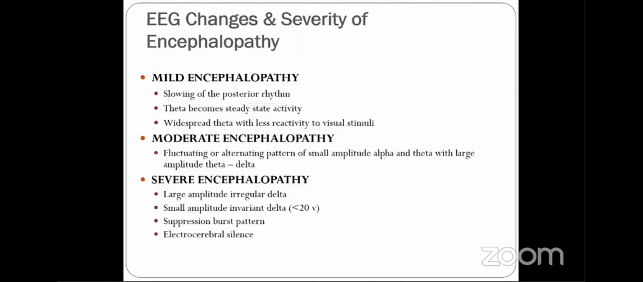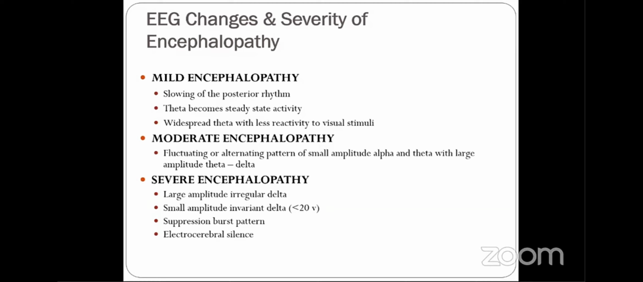Now let's see what gradual changes we see in the EEG with mild, moderate or severe encephalopathy. Whenever there is a mild encephalopathy, it starts with a slowing of the posterior rhythm. The alpha is replaced by theta, and then it becomes a widespread theta going anteriorly also. An important thing is the reactivity to visual stimuli may go down, and later even to tactile stimuli. Then comes the moderate encephalopathy, where you have fluctuating patterns of alpha and theta, and the amplitude varies continuously from high to low.